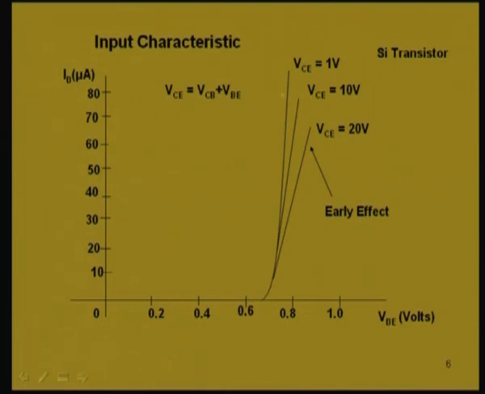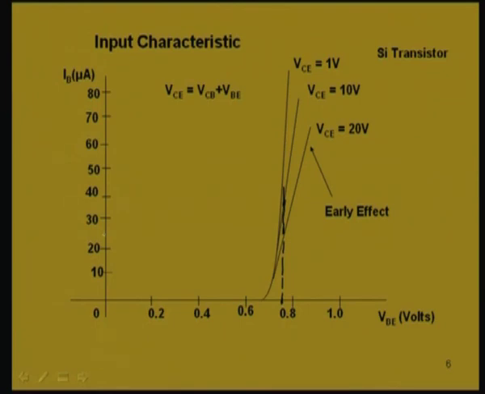This IB, if we see for a particular VBE, say VBE is constant at around 0.7. If we now project it vertically, we can see at this voltage, this was the base current at 1 volt, at 10 volt it becomes lesser, and at 20 volt it is even lesser.